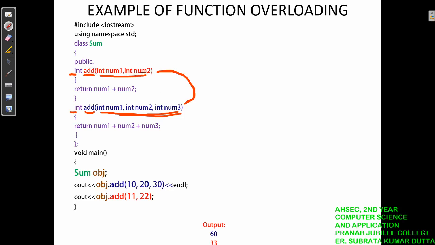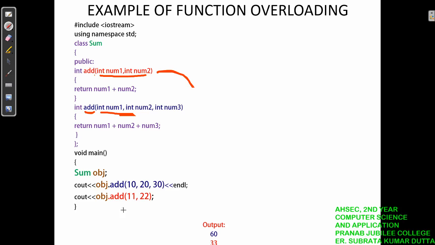Or you can say, there can be another condition: say num3 is not there, only num1 and num2 are there, but in this place there is float. Then also it is function overloading, because arguments may be the same, but the return type is different. So either the return type has to be different, or the arguments have to be different, and the function name will stay the same. That is function overloading.